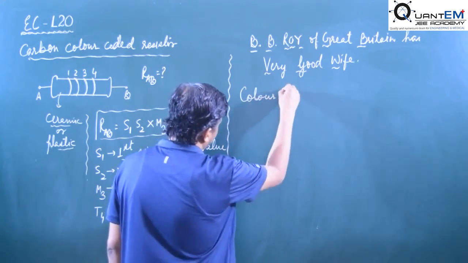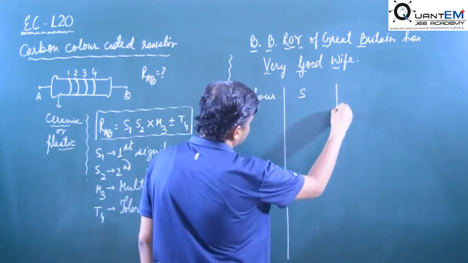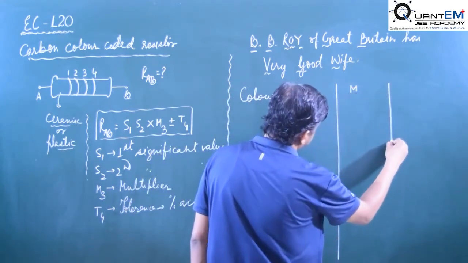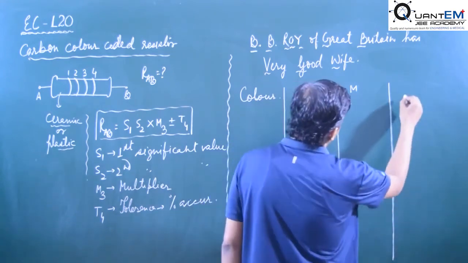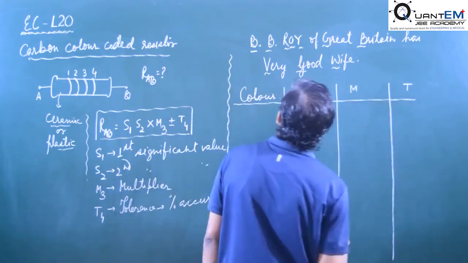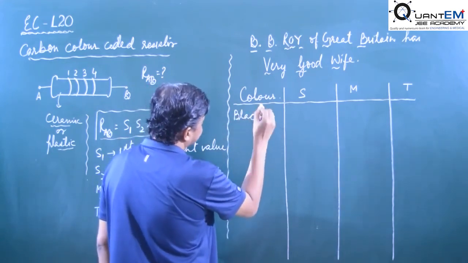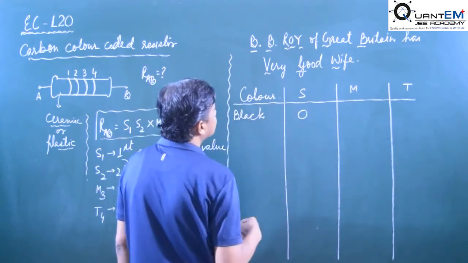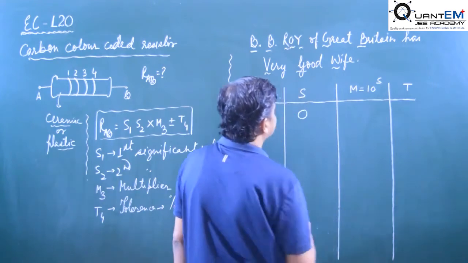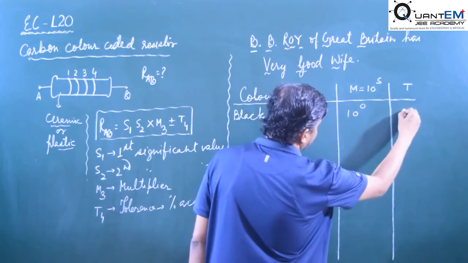So first we come to color. Significant values for the colors. This column is for multiplier and the last column is for tolerance. Okay, first color is black. The significant value for the black is 0. Multiplier is 10 to the power the significant value. So multiplier for the black color is 10 to the power 0. No tolerance here.